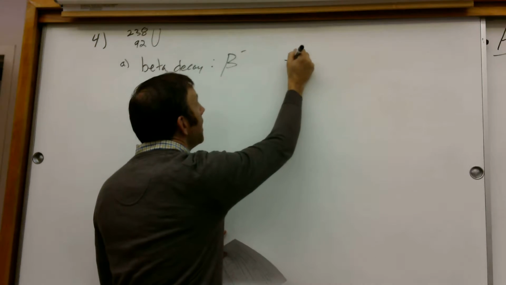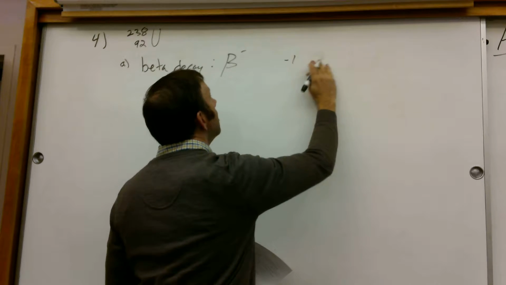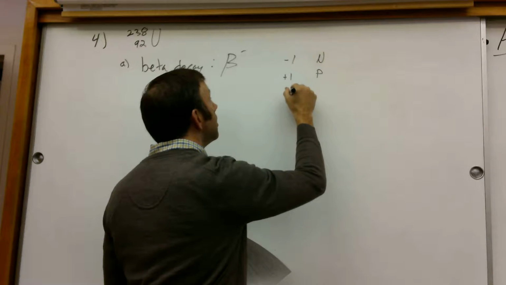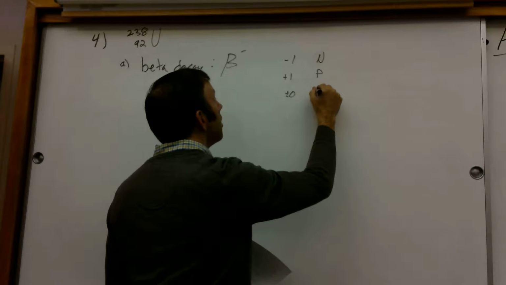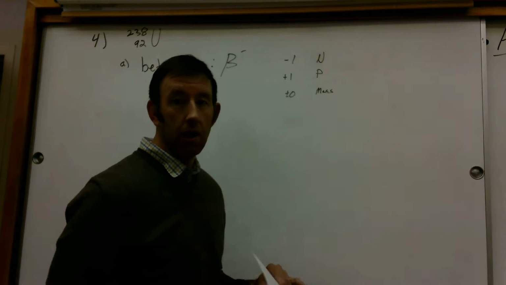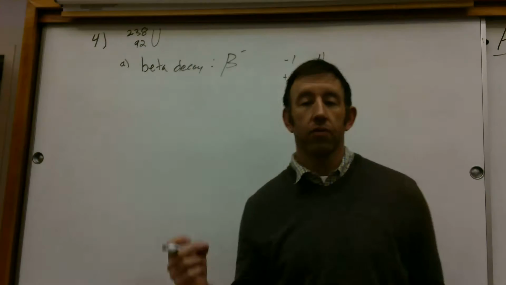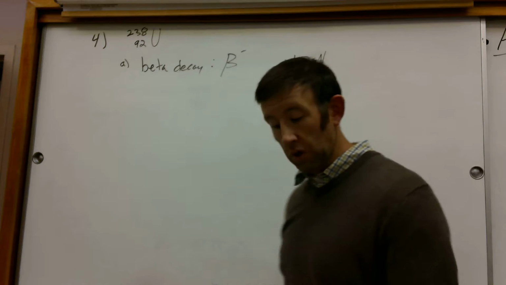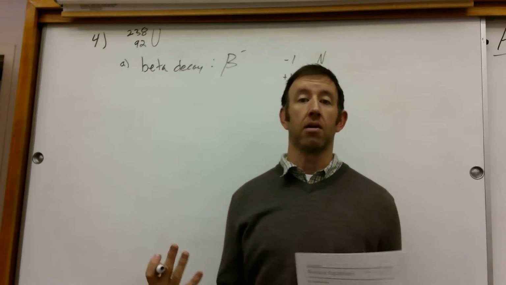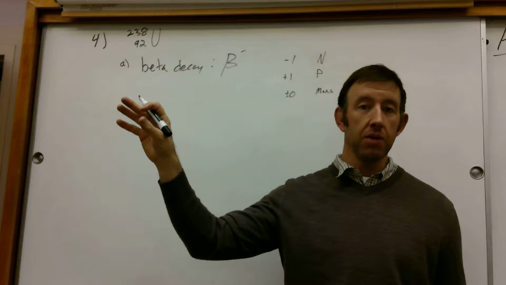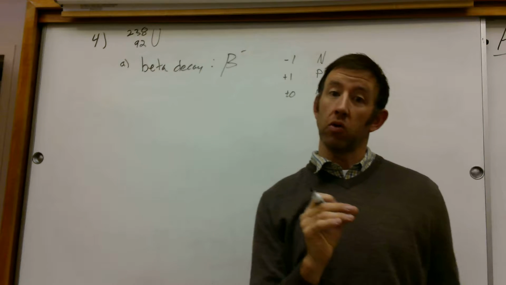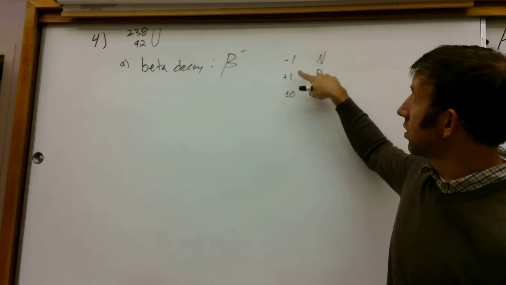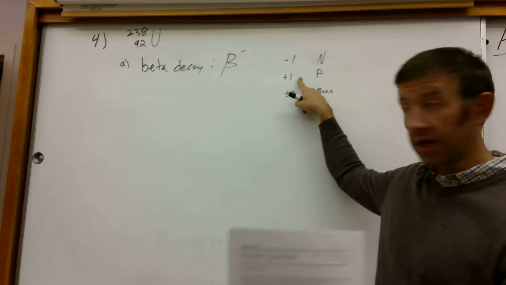So we're going to go minus 1 neutron, plus 1 proton, plus or minus 0 mass. Again, what you have to remember is that when we say a beta decay, that means an electron emission. When we emit an electron from the nucleus, we're essentially changing a neutron into a proton, which is where the minus 1 and the plus 1 comes from. And we do that by shedding an electron.